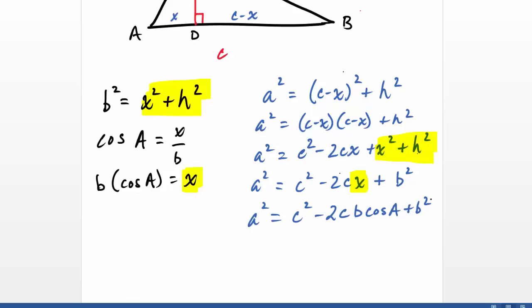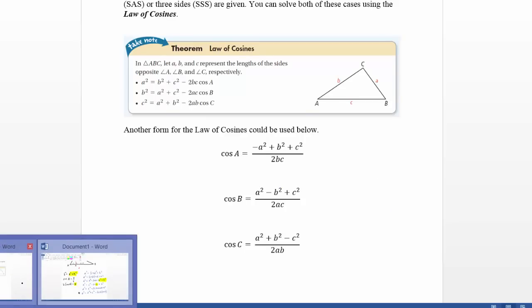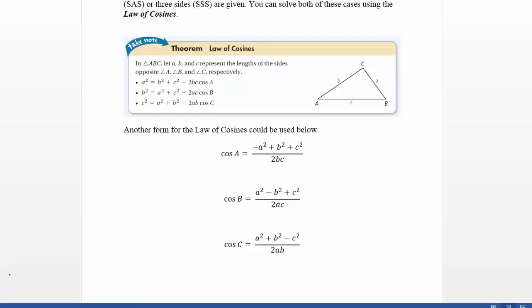And now, just to get everything in a more appropriate order, we can say a squared equals b squared plus c squared minus 2cb times the cosine of A. And that will give us one version of the law of cosines. You'll notice that in the notes we had three different versions of the law of cosines, and it's very similar to what we saw in the law of sines, where we had three different ratios.